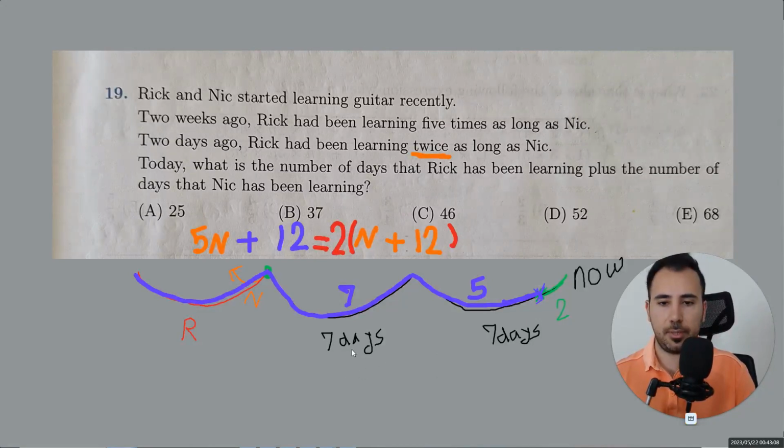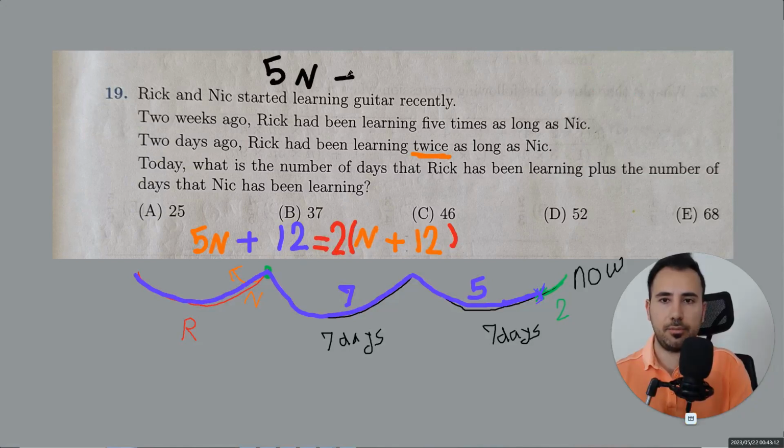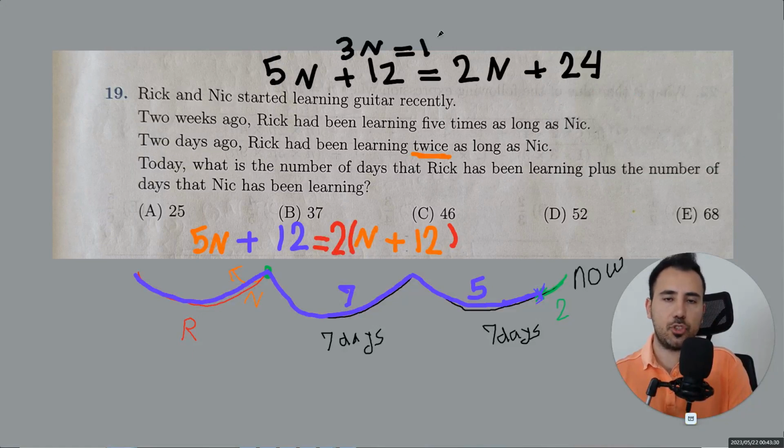So all we have to do is solve this equation. So let me make it black. So 5n plus 12 equals 2n plus 24. So we're going to have 3n equals 12. So we're going to have n equals 4 days. So n is 4.